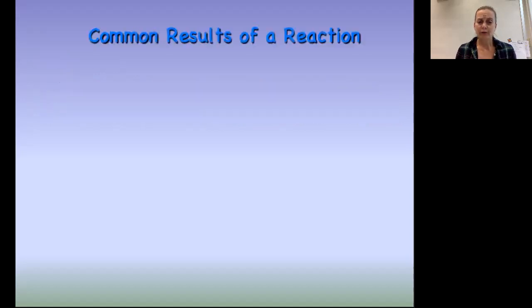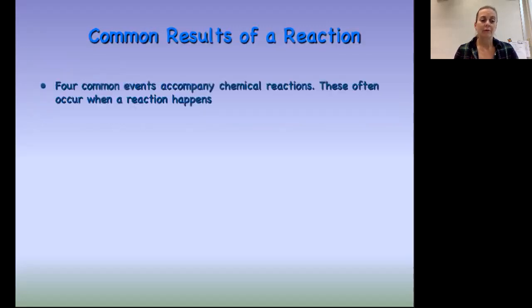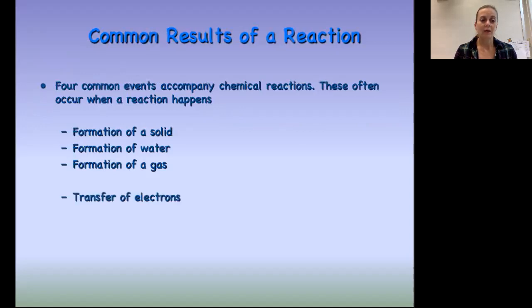So first, just a quick refresher, some of the common results of a reaction would be the formation of a solid, the formation of water, the formation of a gas, or the transfer of electrons. So today we're specifically going to be talking about the type of reaction that results in the formation of a solid. So we'll be combining two different aqueous solutions, so two different compounds dissolved in water, and we're going to be producing a solid.